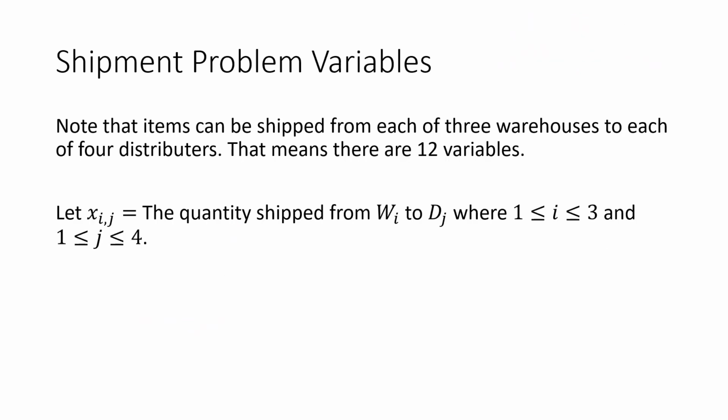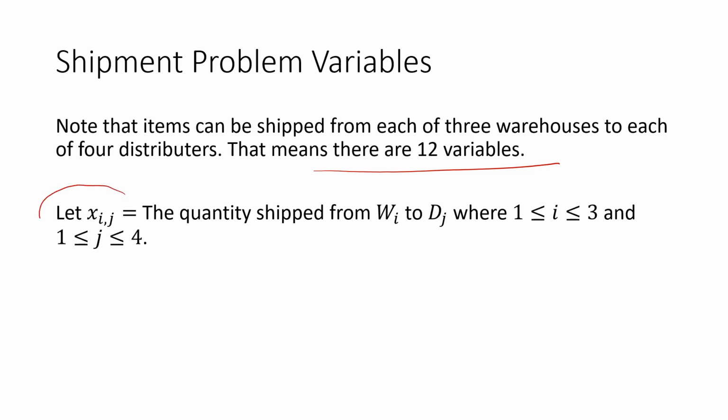Here are my variables. First step: what are the variables? Note that items can be shipped from each of 3 warehouses to each of 4 distributors. So that's 12 variables in this. All of a sudden, my number of variables is going up.